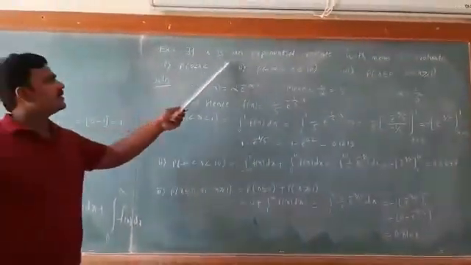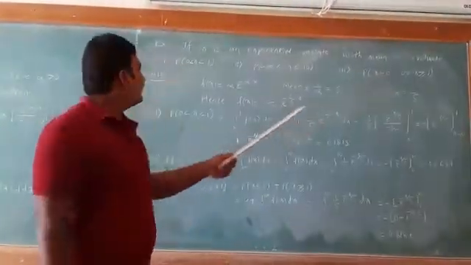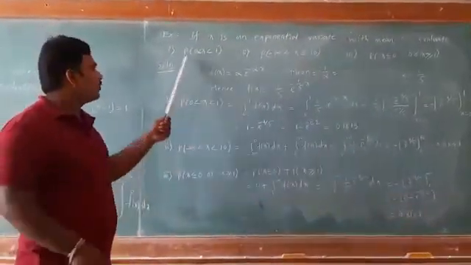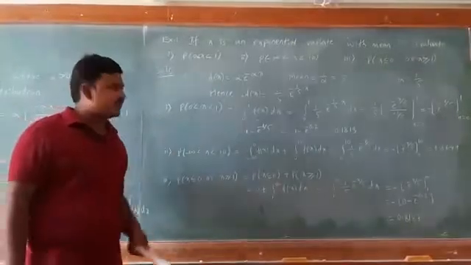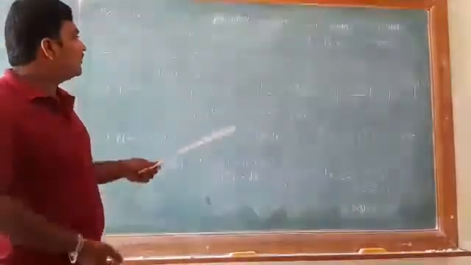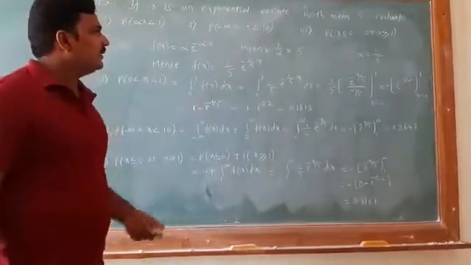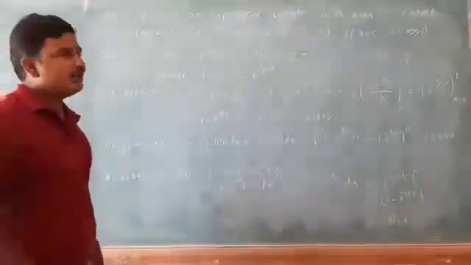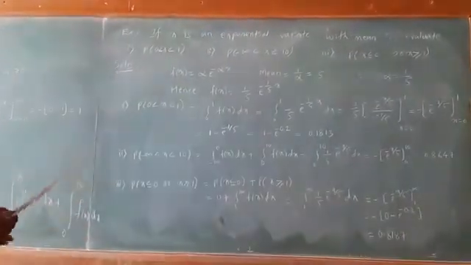If x is an exponential variate with mean 5, evaluate the following. The first question: x lies between 0 and 1, that is probability of x greater than 0 and x less than 1. The second condition: x lies between minus infinity and 10, that is probability of x greater than minus infinity and less than 10. The third: probability of x less than or equal to 0 or x greater than or equal to 1. These are the three given questions, so we can solve them one by one.